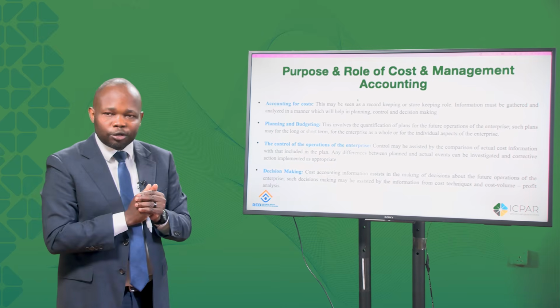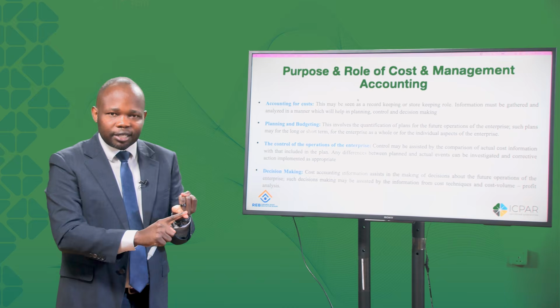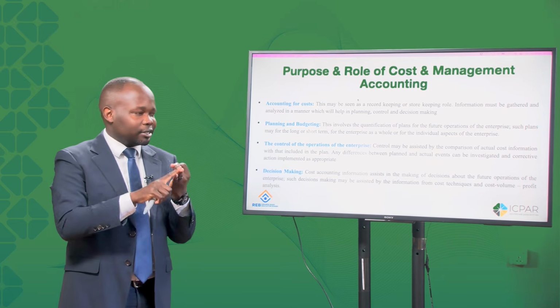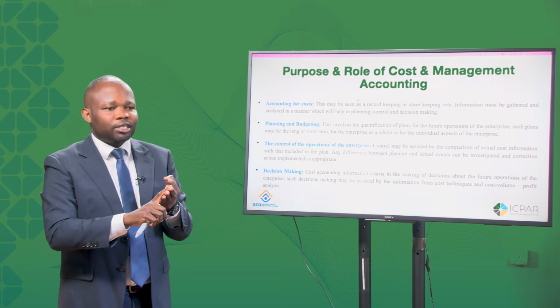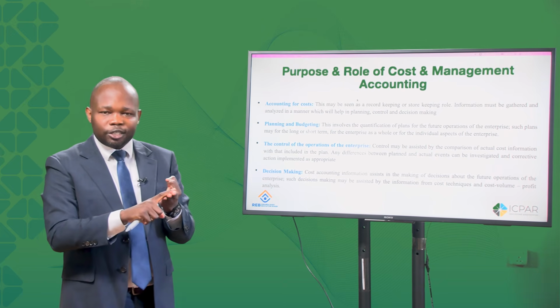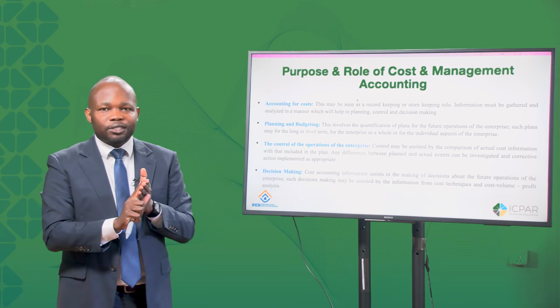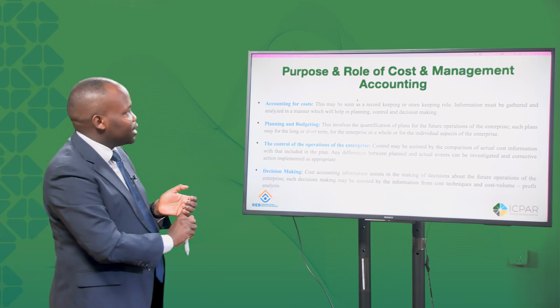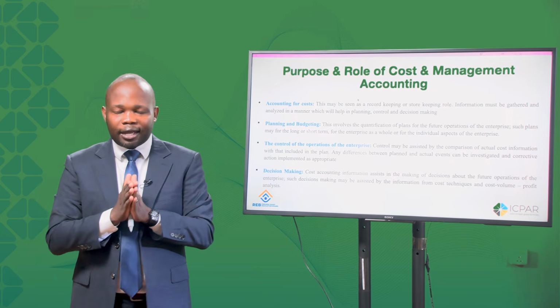In conclusion, what have we looked at? What are the types of businesses? What are types of transactions? What are the types of accounting systems? What is the managerial process of planning, control, and decision making? What are the differences between management accounting and cost accounting? And finally, what is the purpose of cost and management accounting?